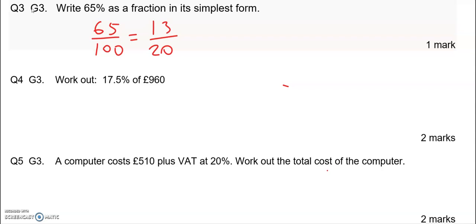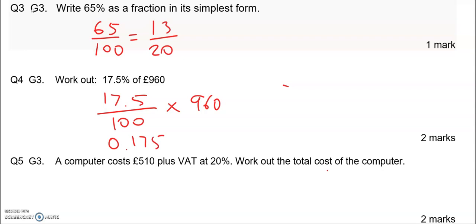In question number 4, we've got to work out 17.5% of 960. So with the calculator, that is straightforward. 17.5%, which means out of 100 of the 960. So we just multiply it by 960, which is also the same as doing 0.175, which is the answer when you divide 17.5 by 100, times by 960, and that is with a calculator, that is 168 pounds.